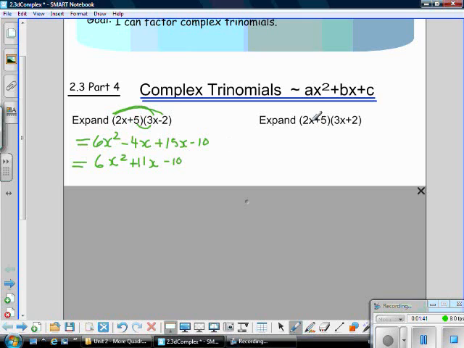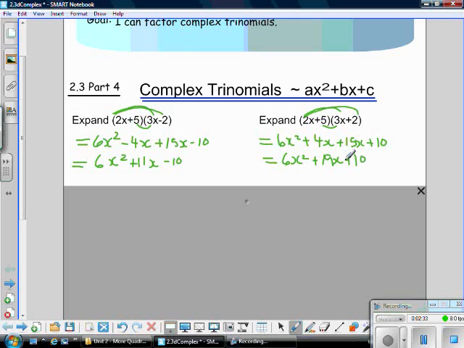Now, if I look at the question on the right, it's expanding almost identically, except this time we have a plus 2. So when we do this one, we end up having a 6x squared, a positive 4x, the inside ones now give a positive 15x, and finally a plus 10. Again, our middle two terms go together, but this time, because they're both positive, I end up with 19x plus 10.